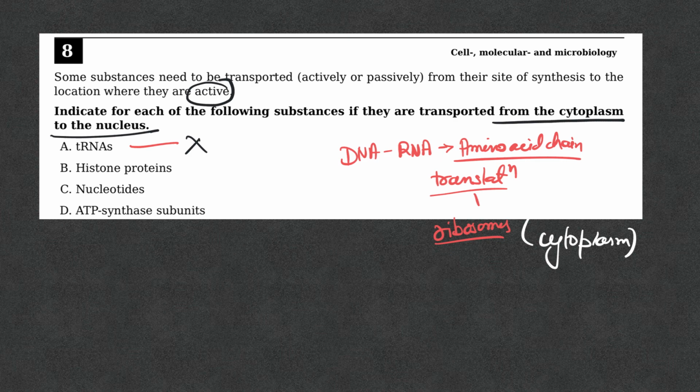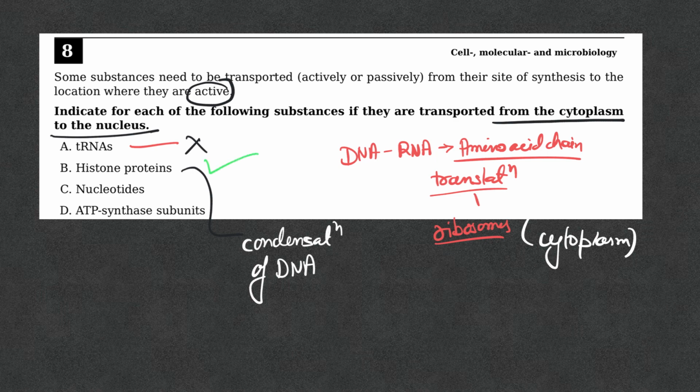Histone proteins. Now what are histone proteins? If you remember, these are sort of basic proteins which help in the condensation of DNA, right? They help in condensation of DNA. That means they have to be inside the nucleus. Since in the eukaryote all the proteins are going to be synthesized in the cytoplasm, they need to be transported from the cytoplasm to the nucleus. So this is definitely our guy.